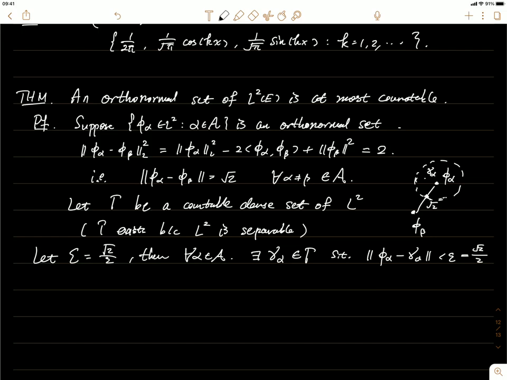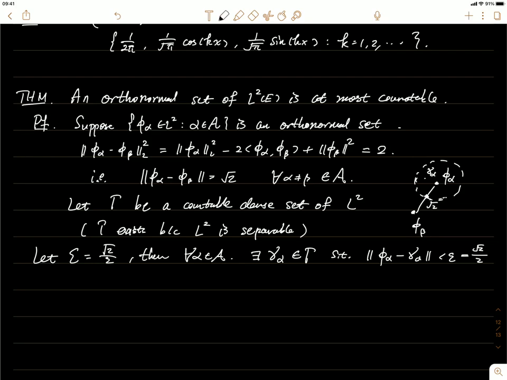Okay, and what this implies is that if we can associate every phi alpha with some element in this gamma, then that means the cardinality of this orthonormal set cannot be bigger than the cardinality of this gamma, right? Because for each of these, we can find someone that is associated to that, and for each of the other ones, there will be another gamma beta there. So for each one, we can find one associated one with them.